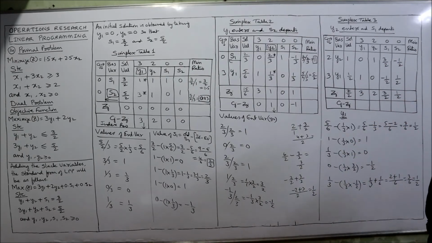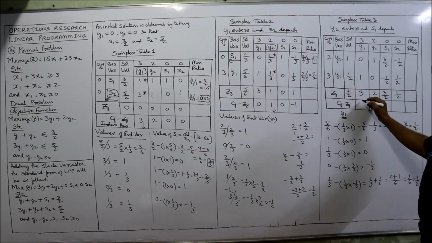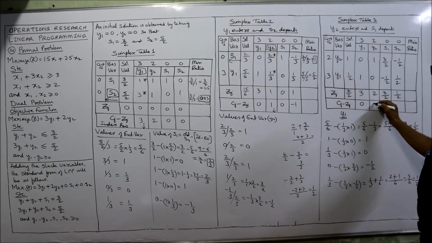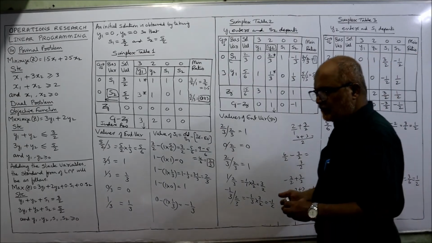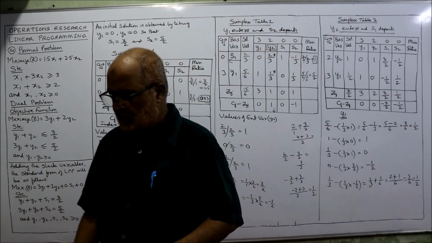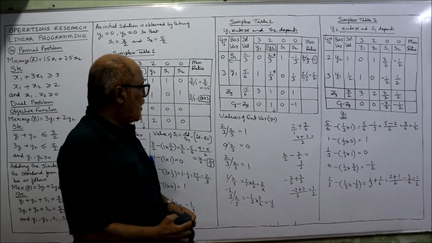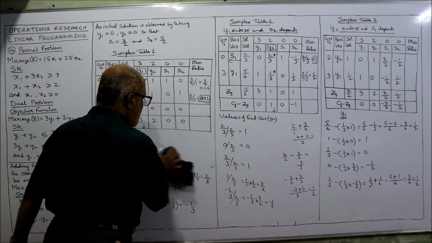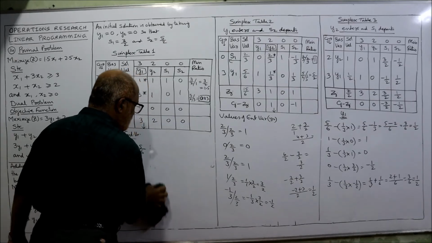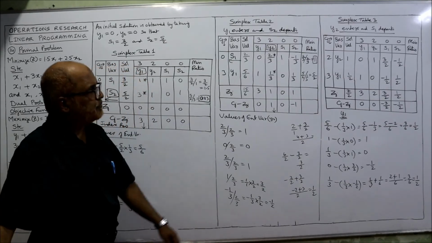Now find out the CJ minus ZJ. 3 minus 3, 0. 2 minus 2, 0. 0 minus 3 by 2 is minus 3 by 2. 0 minus 1 by 2 is minus 1 by 2. That's all. So index row elements. Here all the index row elements are zeros and negative. So we reached the optimum solution.